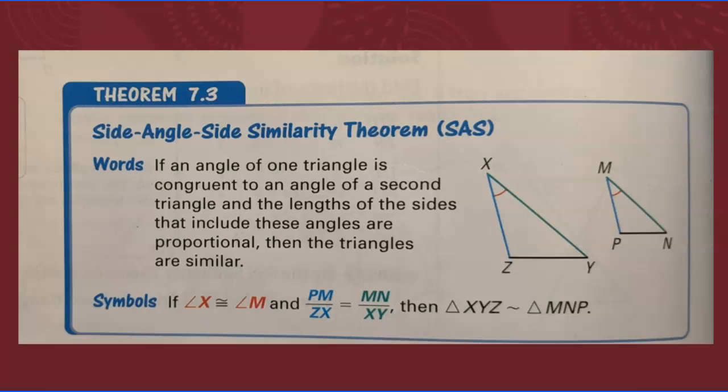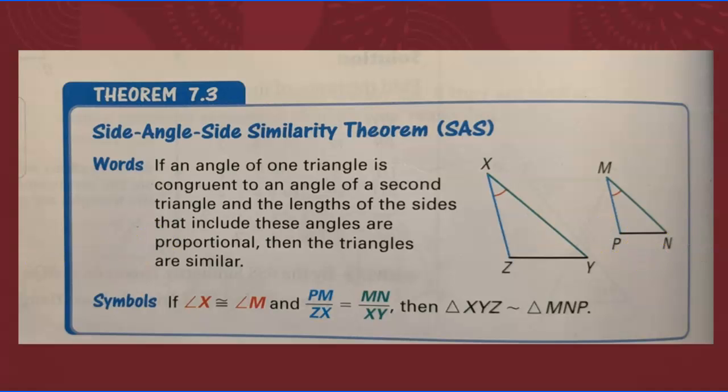This one says if an angle of one triangle is congruent to an angle of a second triangle and the lengths of the sides that include those angles, that means on either side of it, are proportional, then the triangles are similar. So here we've got two different things going on. The angles are congruent, which means they're equal. The sides beside them, XZ and XY, MP and MN, are proportional. So those are similar.